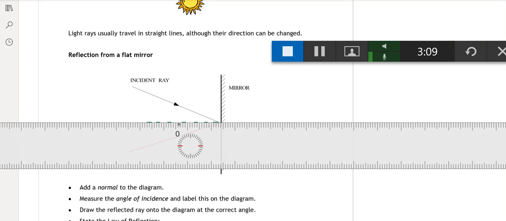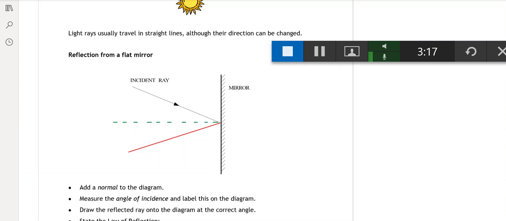This line that I'm drawing in at the moment, the broken line with the green pen, being the normal line, the line which is drawn at 90 degrees to the surface of the mirror. So we would have our angle of incidence taken between the incident ray and the normal, and we would have our angle of reflection taken between the reflected ray and the normal. And we can add in both angles are equal.